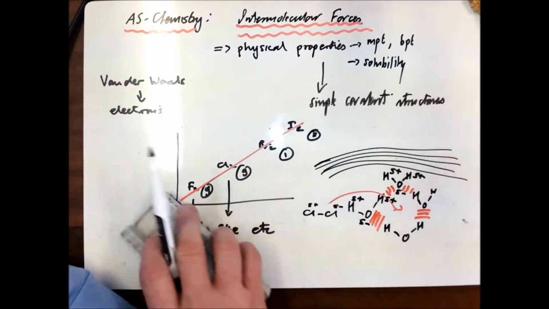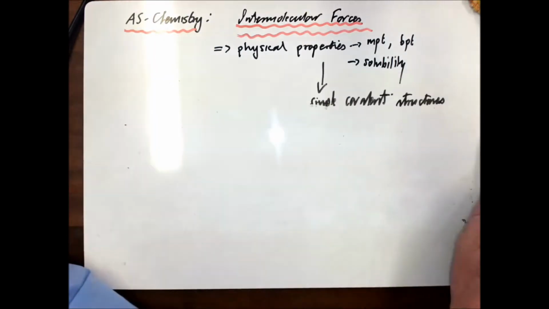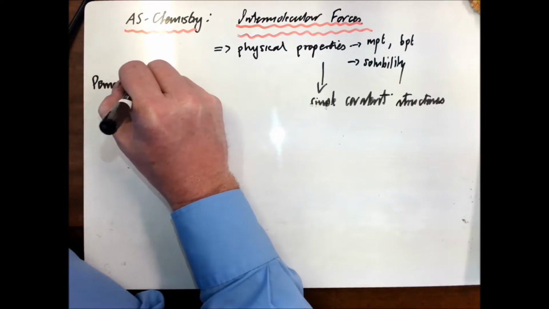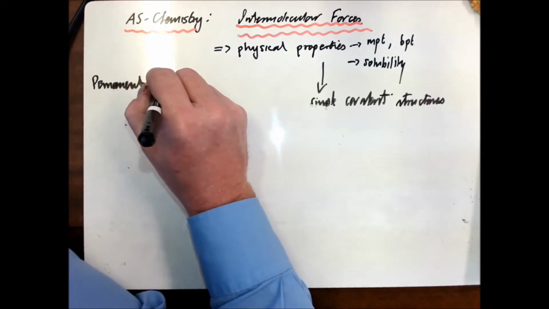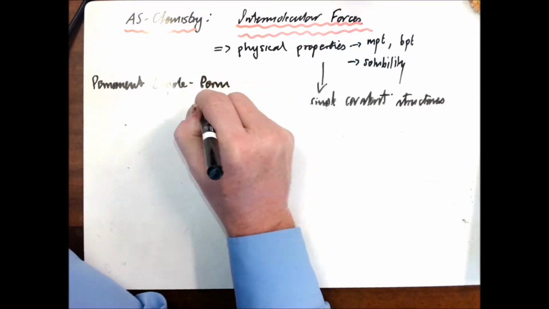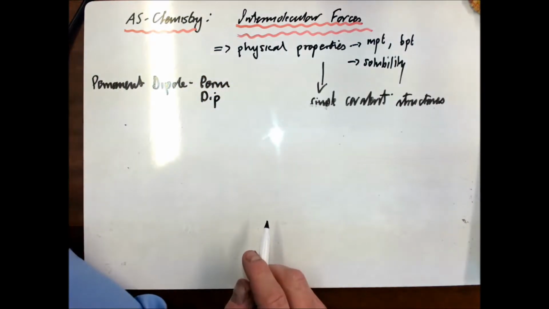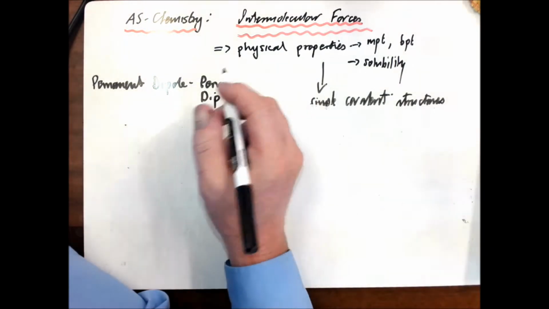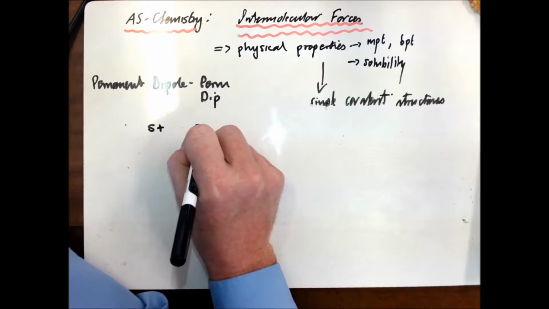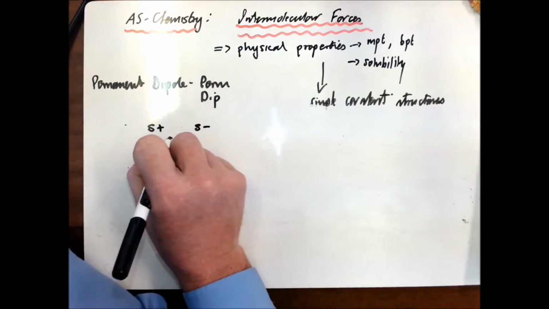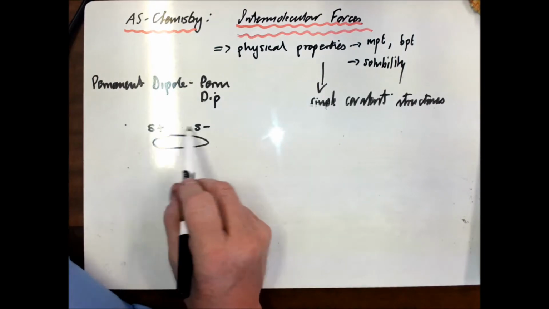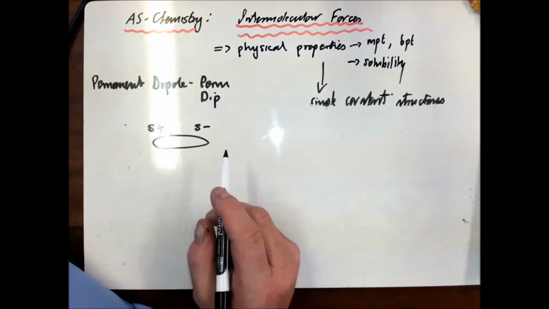Okay, so we'll look at the next one along, which was the permanent dipole attraction. Now, a dipole, as you might imagine, as we've already spoken about, is a delta negative end and a delta positive end. So if I have a molecule that has a delta negative and a delta positive, there is a dipole. Two poles.